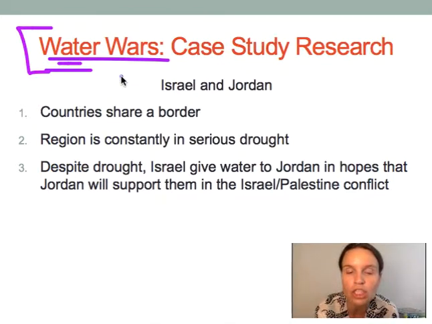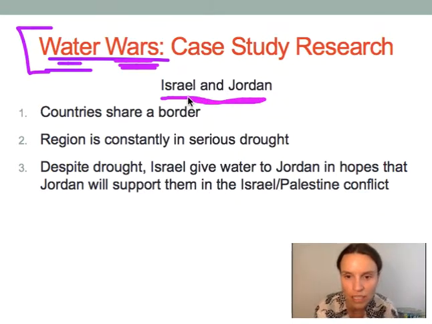And when you need to share water over international boundaries, that's a really complicated diplomacy issue. So it's important to look at some case studies of how this happens. The case study that we are going to look at is Israel and Jordan. So Israel is obviously in a pretty delicate political situation with Palestine. They share one border with Palestine. They share another border on the other side with Jordan. So these 2 countries share a border, and the region is constantly in serious drought.